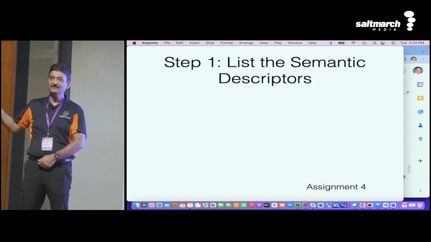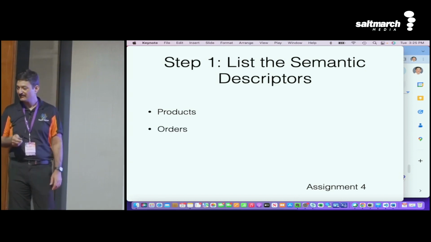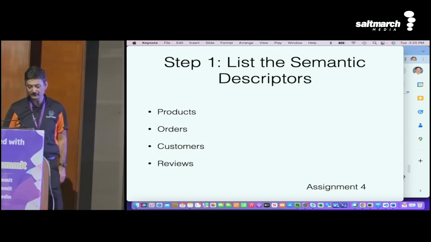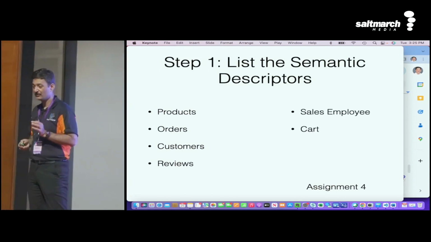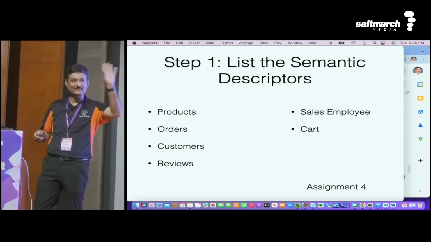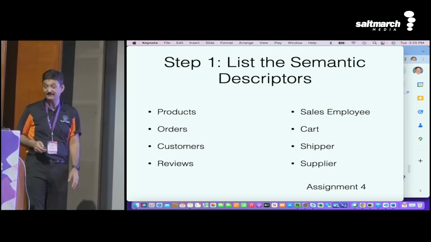You're going to sell the products. Products, yeah. You're going to have products, you're going to have orders, you're going to have customers, you're going to have reviews. You're going to have sales employee who's going to sell that particular product. You're going to have a cart. Hey, this is the dollar amount. Hey, you want to pay the money, yeah? The person has to pay some money to us. Yeah, shipper, somebody will be there and supplier will be there.